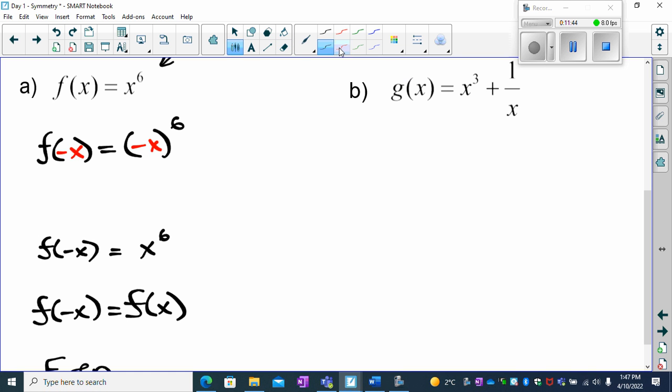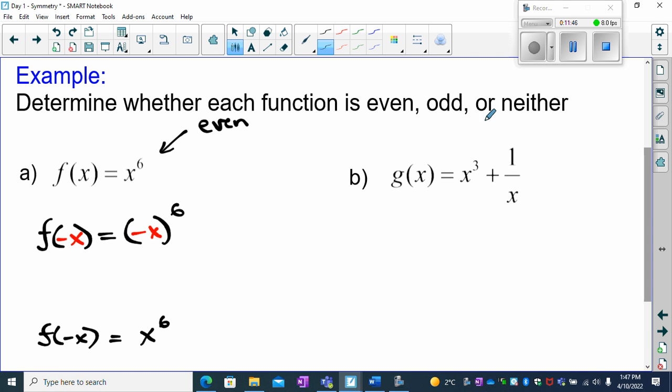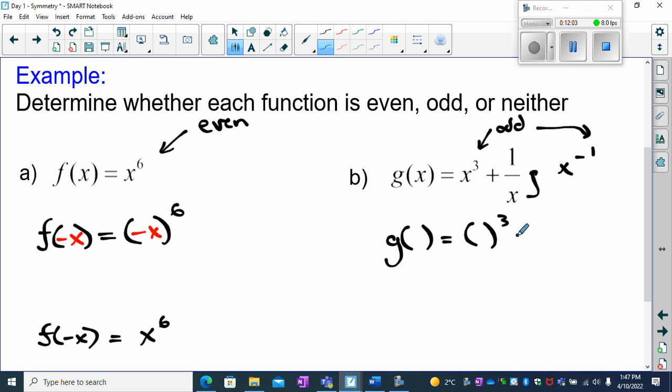g at x. You might notice that that's an odd function. If I flip that up, it would be like saying x to the negative 1, also odd. Fair to say that this is an odd function, no problem. Let's test. How do we test? We replace all the x's with negative x. So g at negative x. Let's see what this gives us.